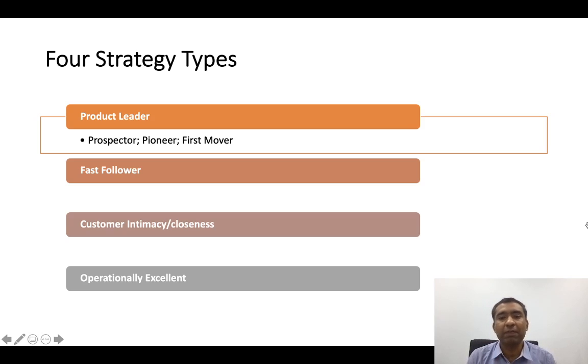The company has introduced these products to the market for the first time, and no other competitor can create or manufacture these competencies or products. Okay, you are the pioneer, the prospector, the one using this for the first time in the market. This is also called prospector. Your company is introducing this product to the market. That is why it is called product leaders.